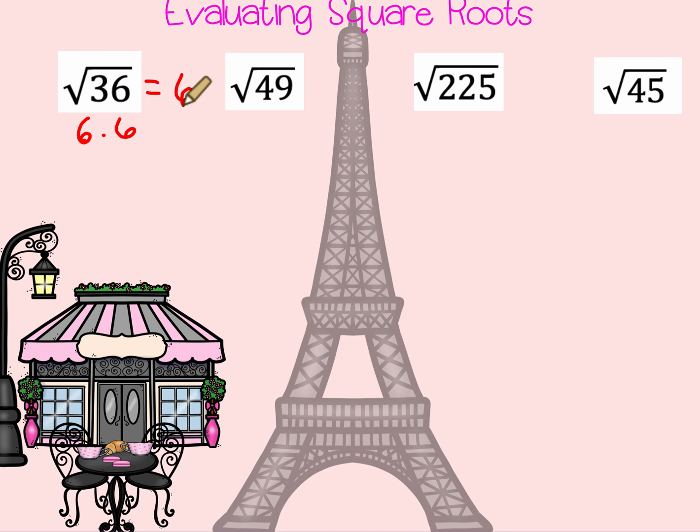So the square root of 49, we are looking for a number times itself which would give us 49, and that would be 7. So 7 times 7 is 49. So the square root of 49 is 7.